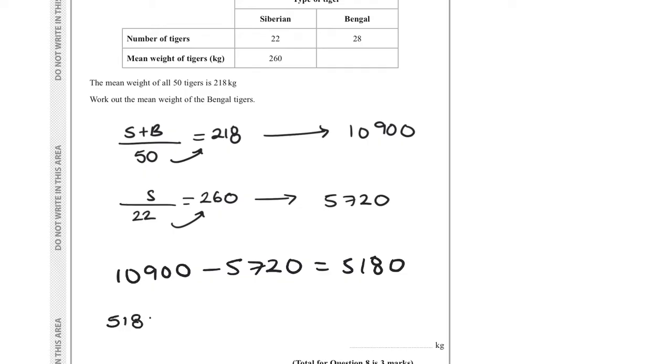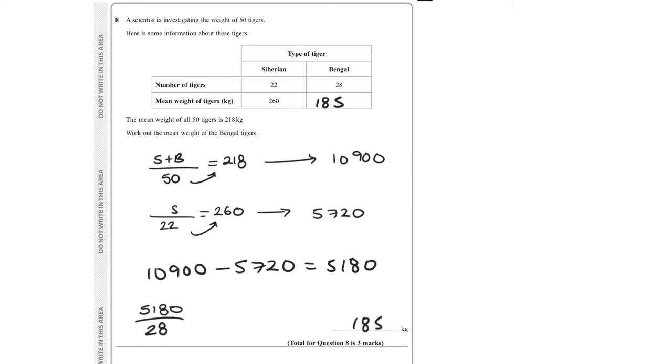So 5,180 divided by 28 is going to give me the mean, which is 185. There we go. Nice and easy. It's a combination of mean. Lovely.